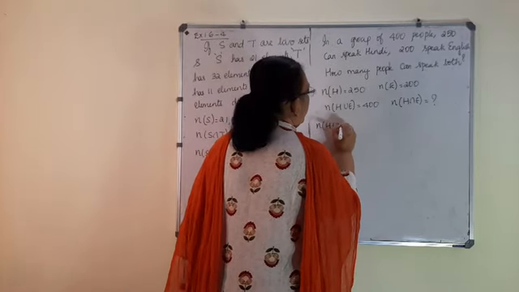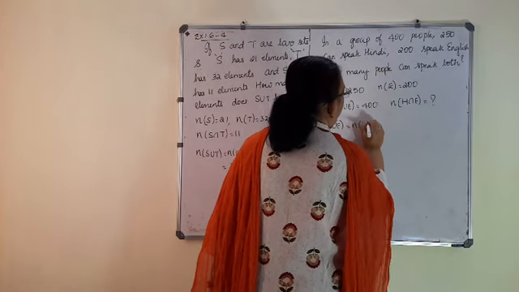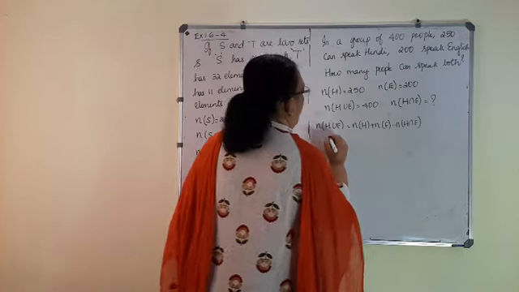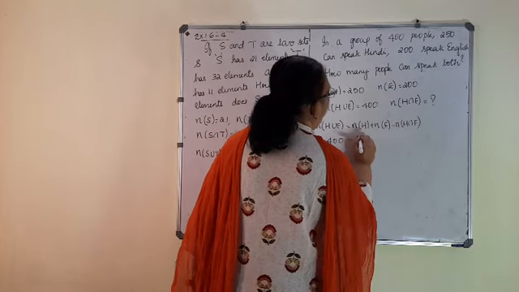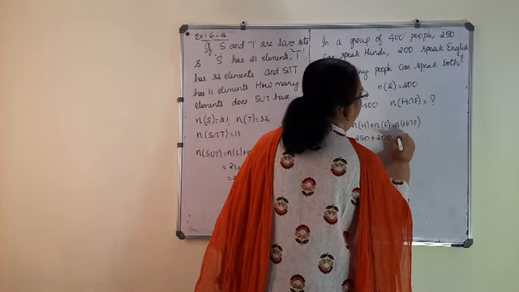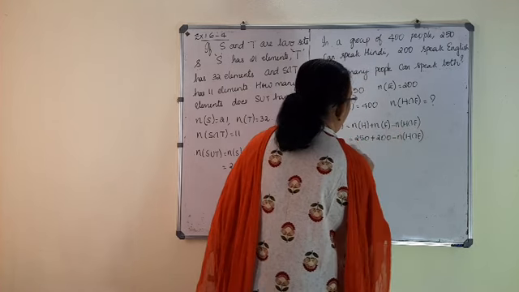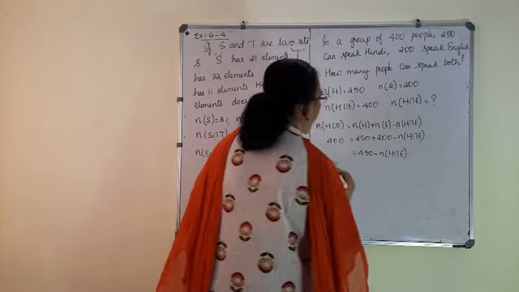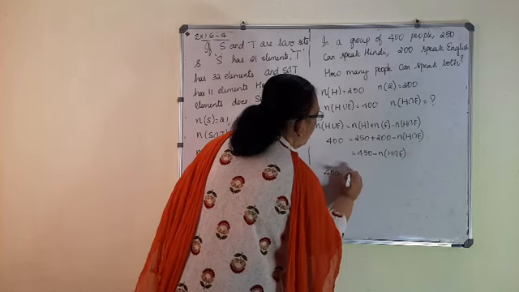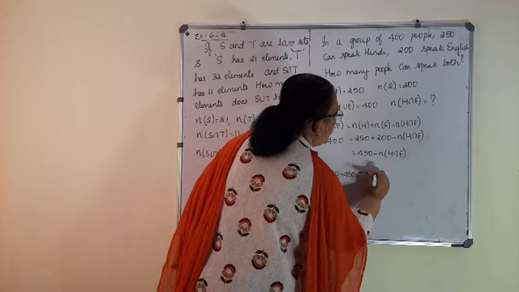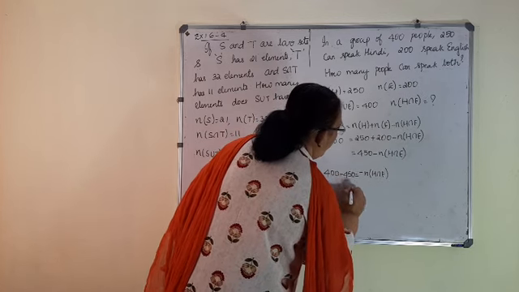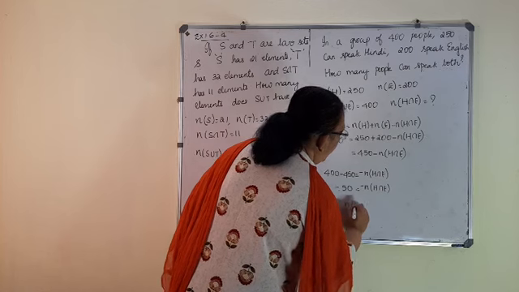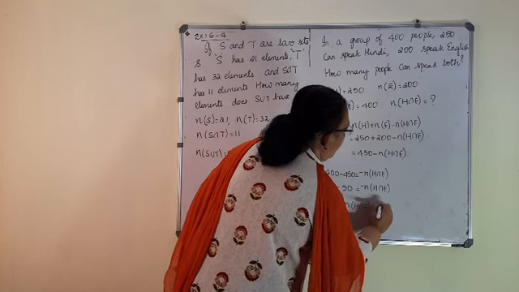n of H union E is equal to n of H plus n of E minus n of H intersection E. 400 is equal to 250 plus 200 minus n of H intersection E. That is 450 minus n of H intersection E. So 400 minus 450 is equal to minus n of H intersection E. Minus 50 is equal to minus n of H intersection E. Therefore, n of H intersection E is equal to 50.